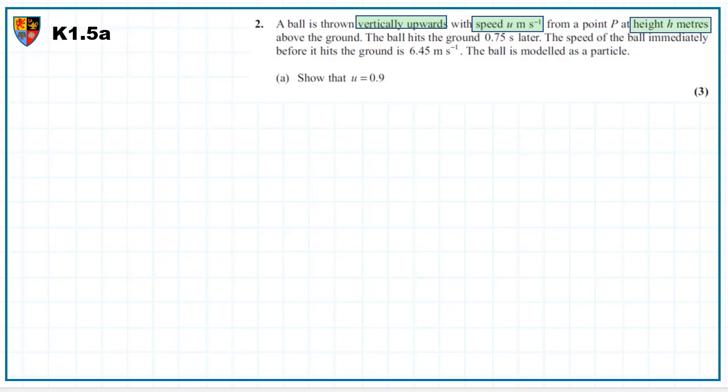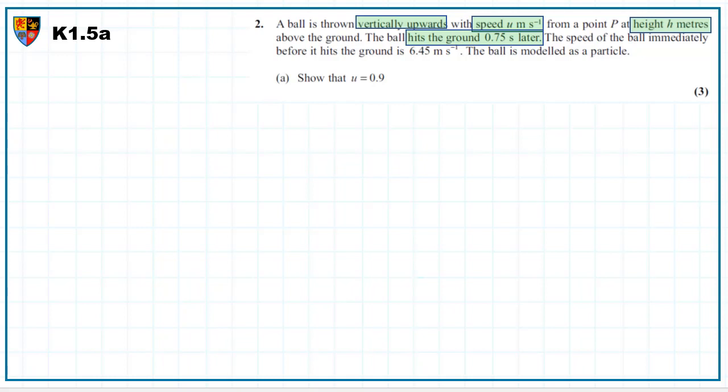We have this point P at a height H, so the ball is not being thrown from the ground. It's already at a height. Could be you holding it up in your hand. That's higher than the ground, isn't it? Or it could be somebody standing somewhere. We don't need to know all that information, but we know it's not from the ground. It starts from a position where S is H.